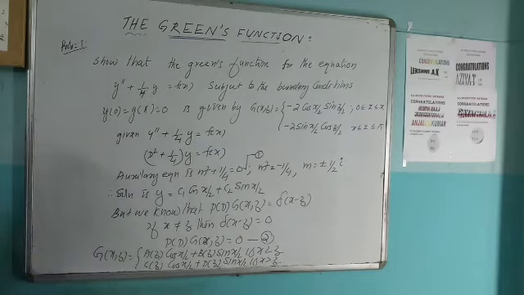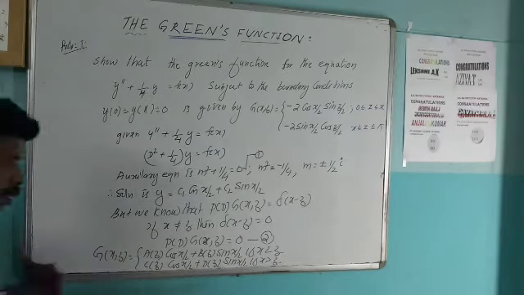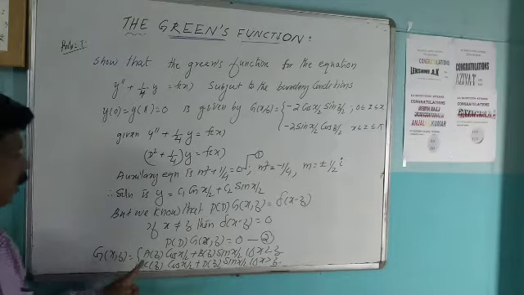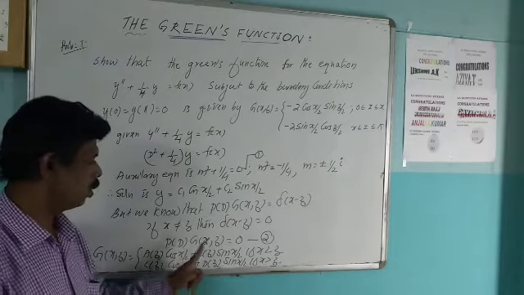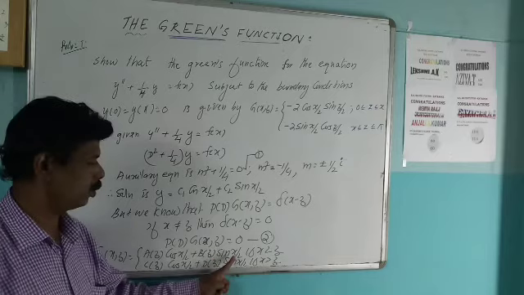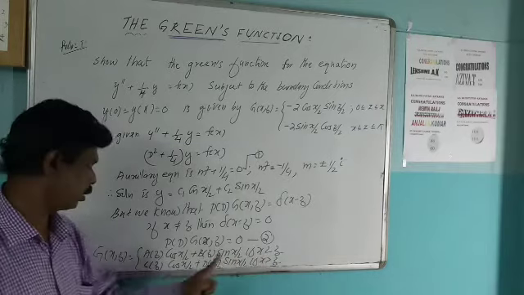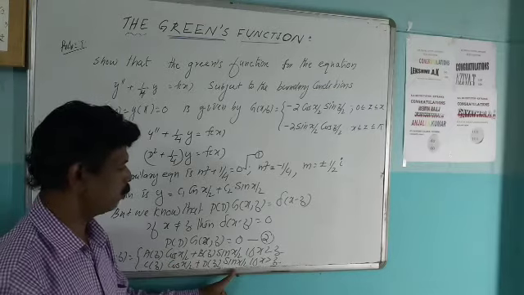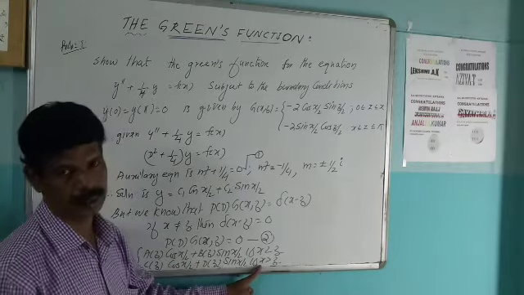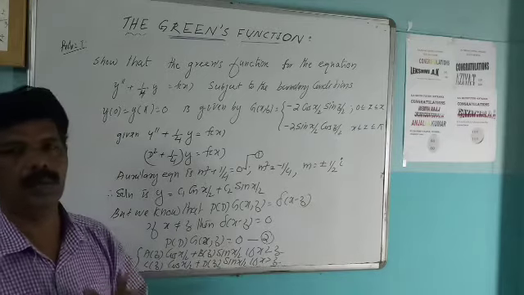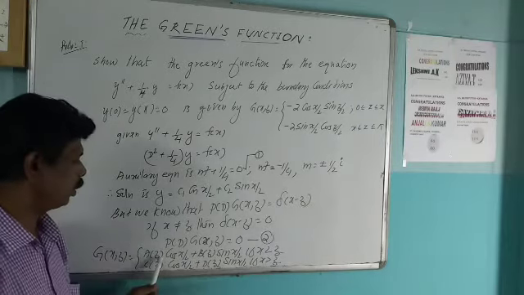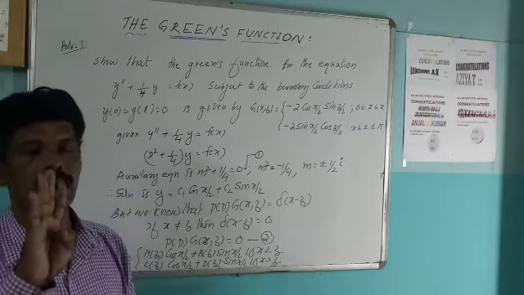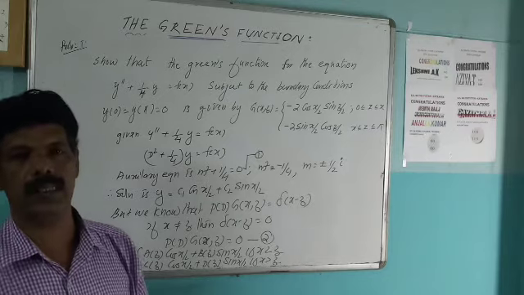Since equation number 1 and equation number 2 are the same, that means g(x, z) = a(z) cos(x/2) + b(z) sin(x/2) if x < z, and c(z) cos(x/2) + d(z) sin(x/2) if x > z. Then what we will do? We have to determine the values of a(z), b(z), c(z), d(z) by using 4 conditions. What will be the first condition?